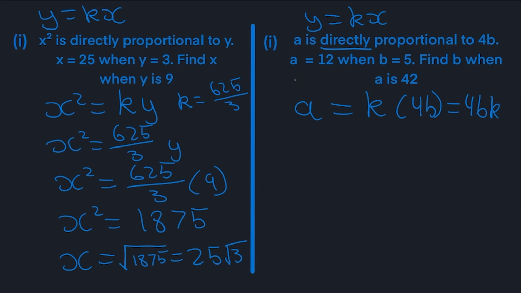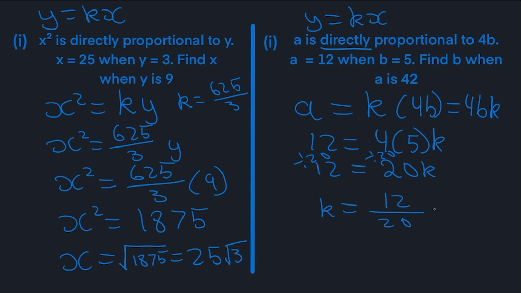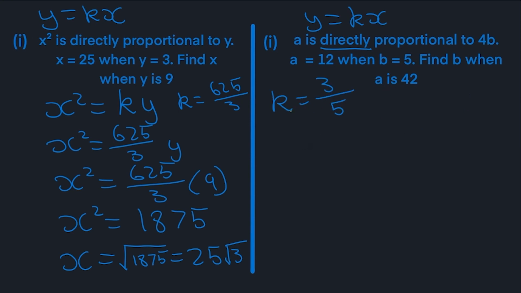It tells us also that a is equal to 12 when b is equal to 5. We can substitute both these values in to find our k. So we have 12 is equal to 4 times 5k. 4 times 5 is 20, so it's 20k. And divide both sides by 20 to get k is equal to 12 over 20, which is just the same thing as writing 3 over 5 if you simplify this. So we have our k value, 3 over 5. We can rewrite our equation of a.